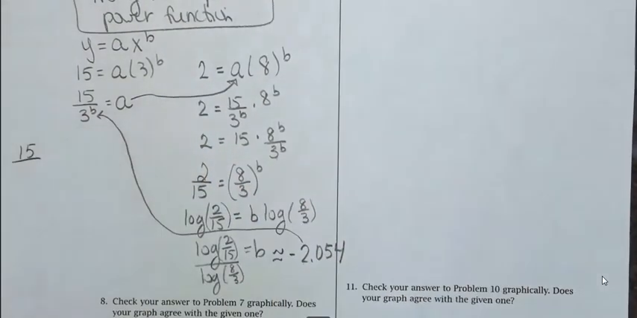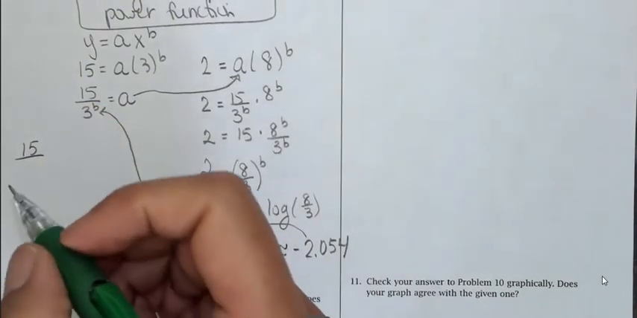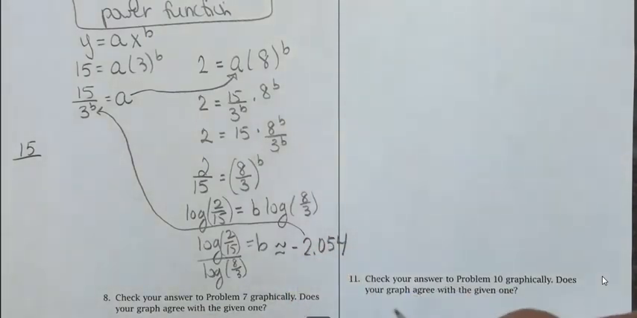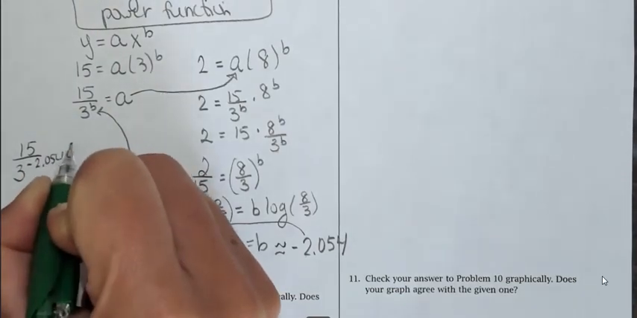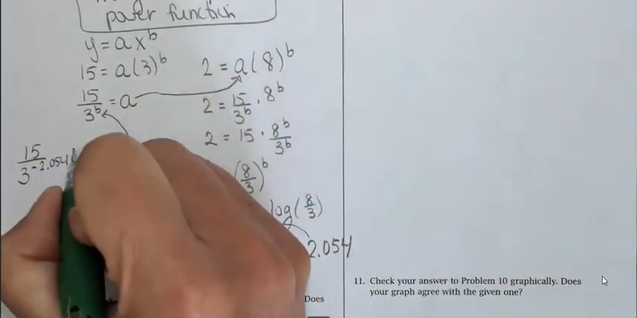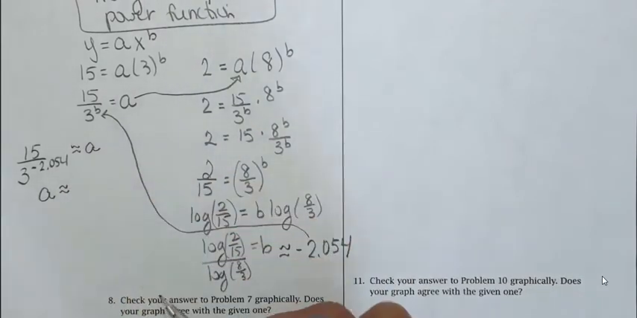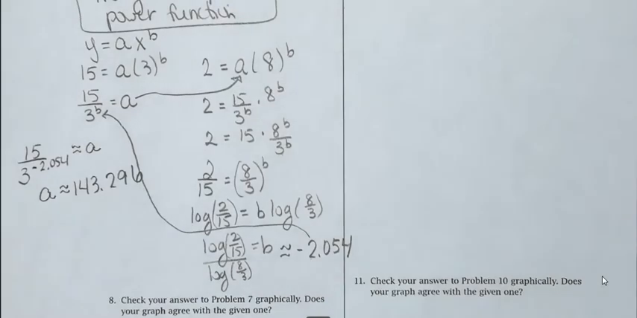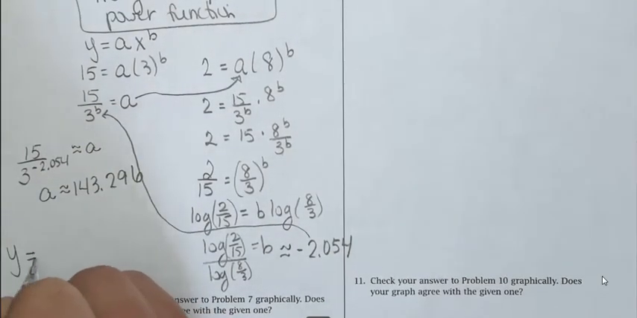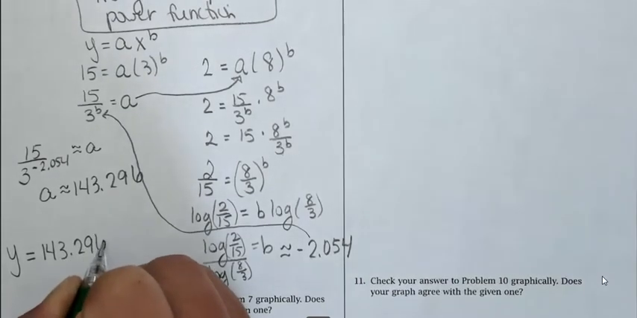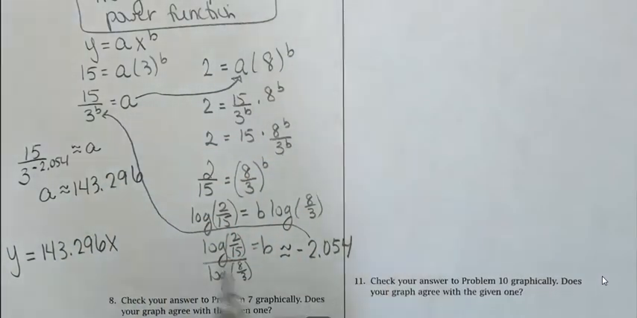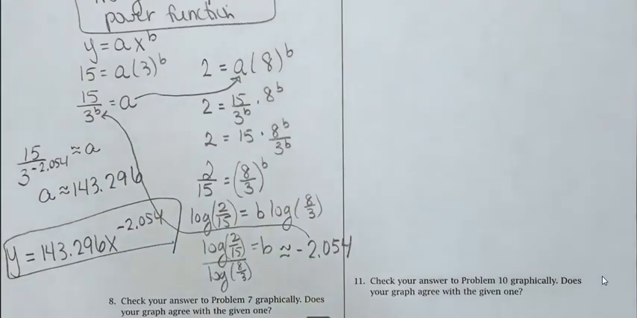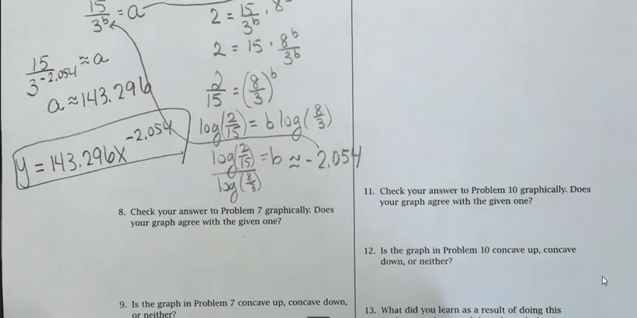So I get 15. Now, the more exact way to do this is to take this actual number and plug it in for B. But to save time in writing, I'm just going to go ahead and write down the negative 2.054. So 15 divided by 3 raised to the negative 2.054 is going to, well, it's an approximation now. So A is approximately 143.296. All right, so now our final equation is going to be y equals 143.296 times x raised to the negative 2.054. So there's our function. So once again, number 8 asks you to check it graphically. So you can do that with your grapher.